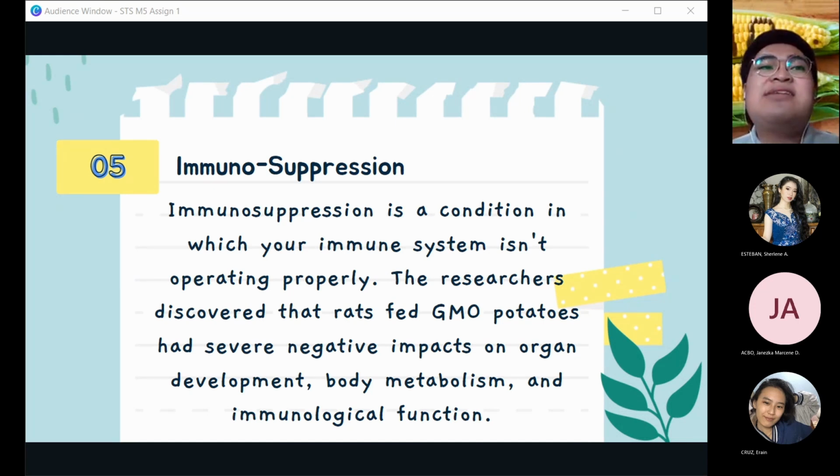Dr. Pusztai and his researchers were targeted by the biotechnological sector. However, they have not published a single research of their own to contradict his conclusion. Furthermore, 22 eminent experts have concluded that animal tests linking genetically modified foods to immunosuppression are reliable and valid.